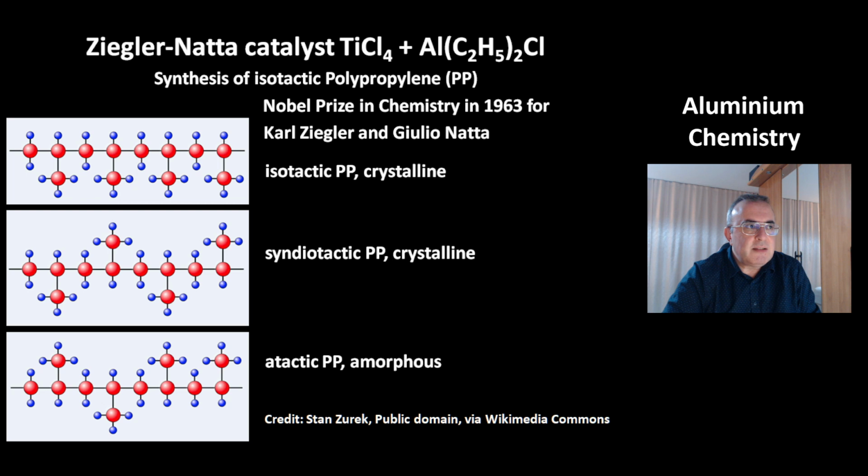In these pictures, you can see the 3 different versions of polypropylene. At the top, red is the carbon atoms and blue the hydrogen atoms. This group, CH3, is called methyl. If the methyl groups are all on the same side, it's called isotactic. If it's alternating, it's called syndiotactic. And both variants are crystalline compounds. At the bottom, that's a random distribution of the methyl groups. This is called atactic polypropylene. And this is known to be amorphous polypropylene.